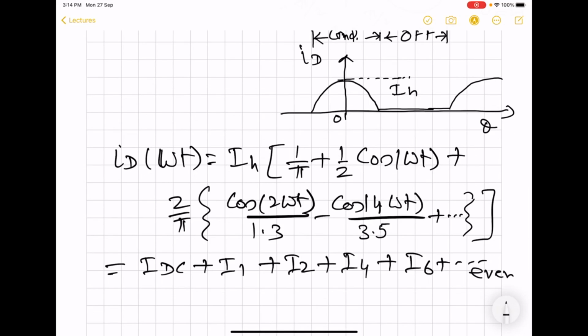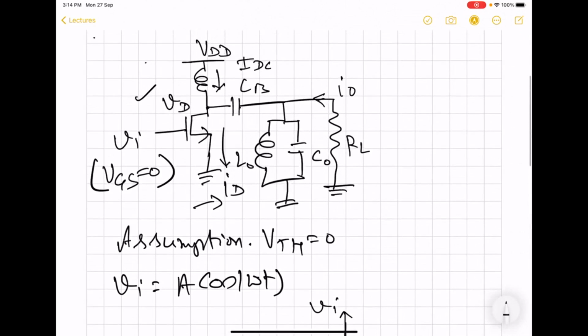So now we have to find out how much DC current is being drawn and how much RF current is getting delivered to the load. So here we see that we have this ID which has various harmonics including the fundamental. So you'll have to see that what happens to each of the current components. So for this case, we can see that how the DC flows and how the fundamental flows and how the other higher harmonics they flow through various parts of this circuit.